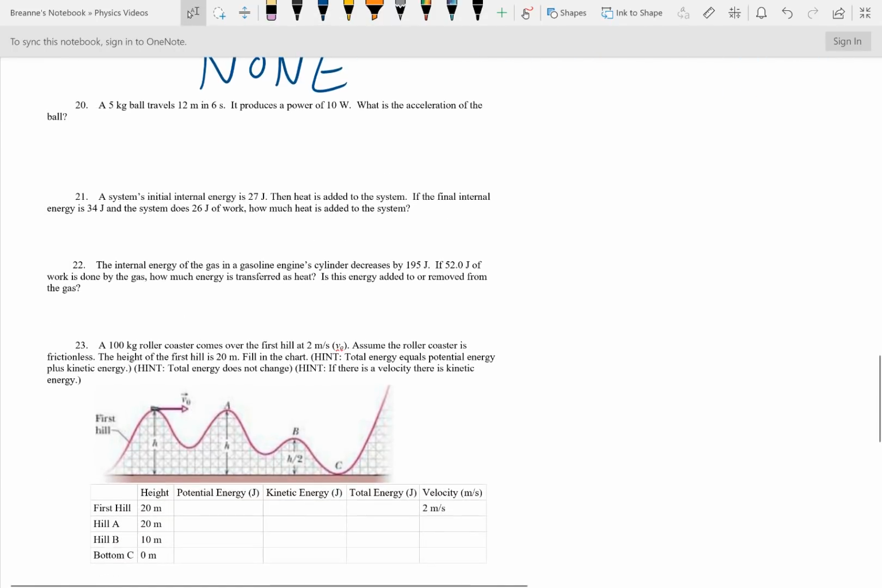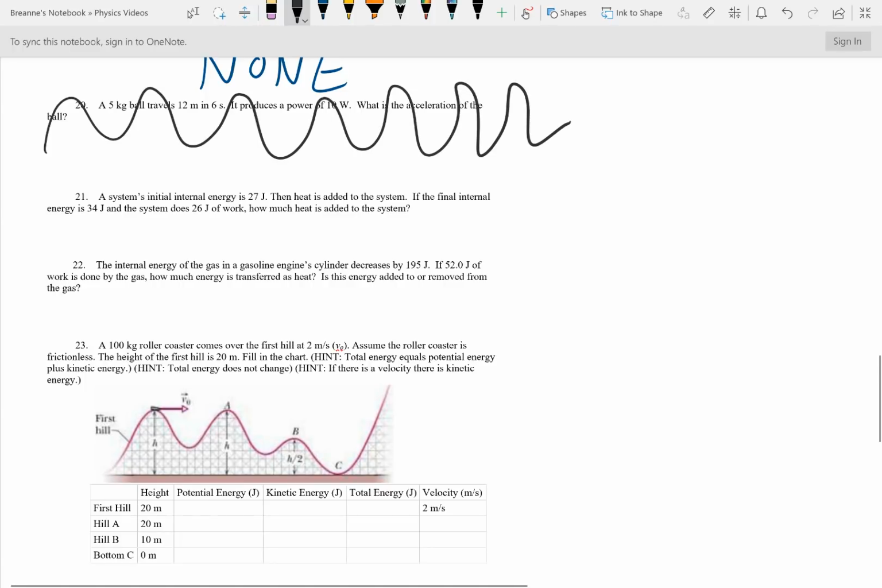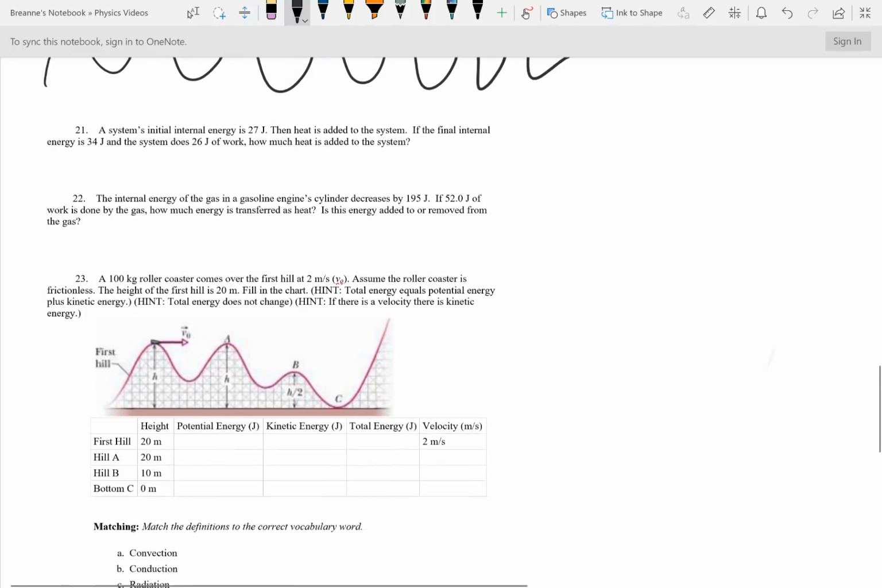Almost there. Almost done. Only 10 more to go. So 20. A 5-kilogram ball travels 12 meters in 6 seconds. It produces a power of 10 watts. What is the acceleration of the ball? I'm actually going to nix this question. This gets a little too complicated for what we are doing on the test, so we're just going to skip that one.